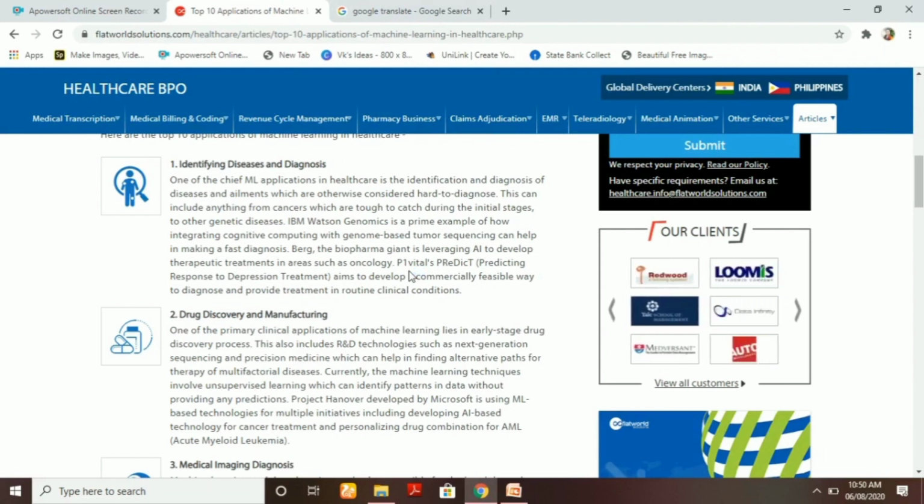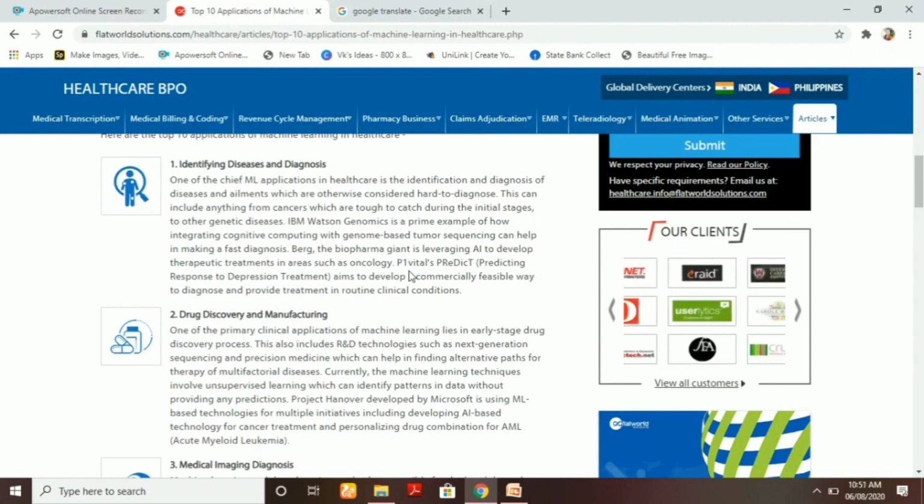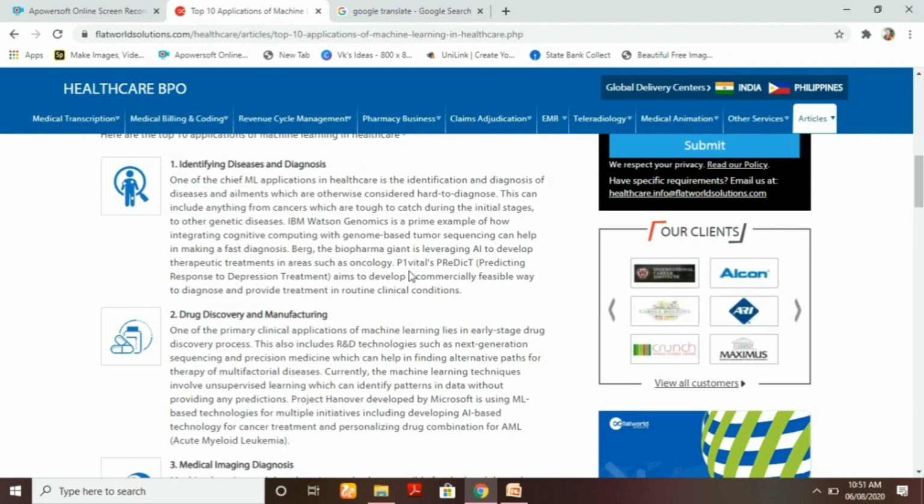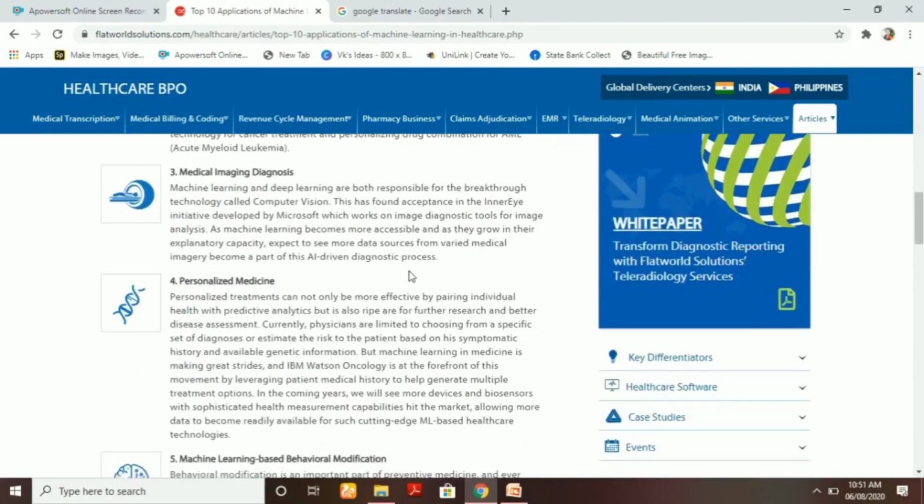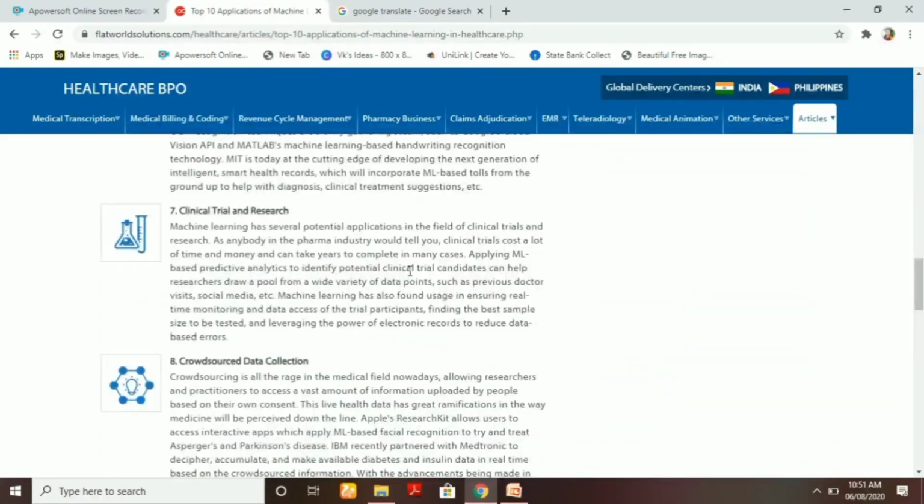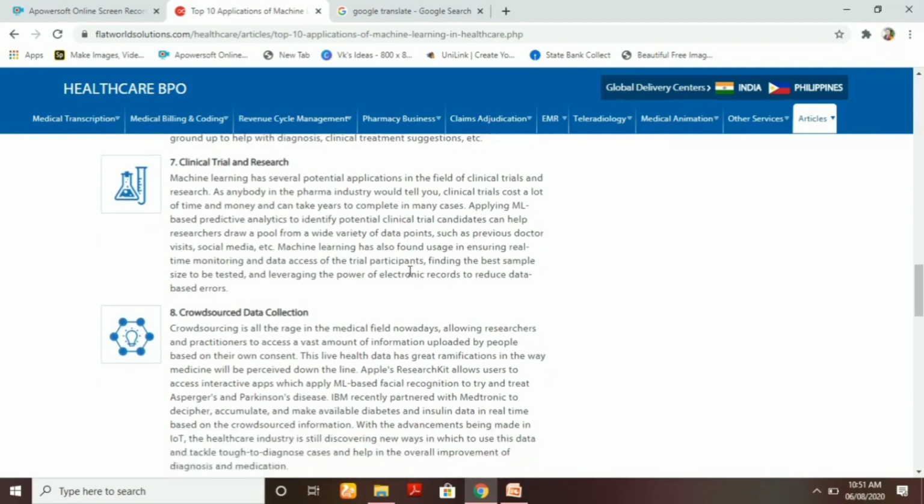IBM has developed different software which worked on specific criteria, also for medical image diagnosis, AI-based technologies for cancer treatment, and for personalized medications. So in different areas of healthcare we use machine learning, like to maintain clinical trials and for the research industry, as well as to manage the large amount of data generated by the medical industry.